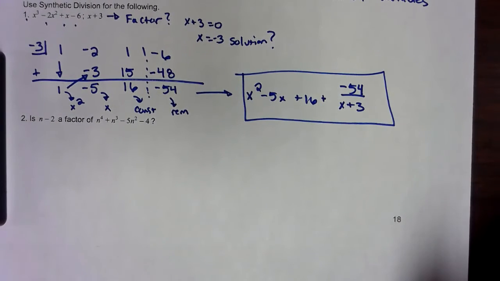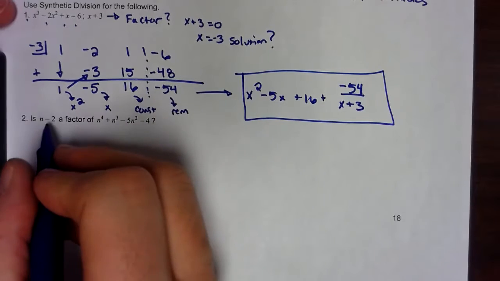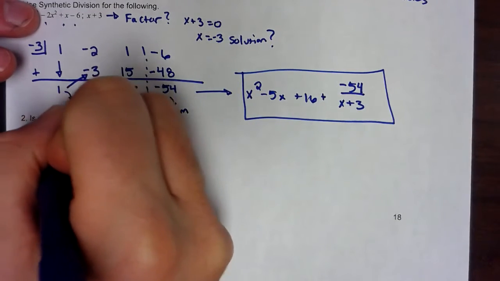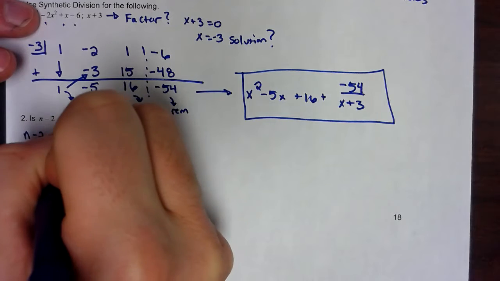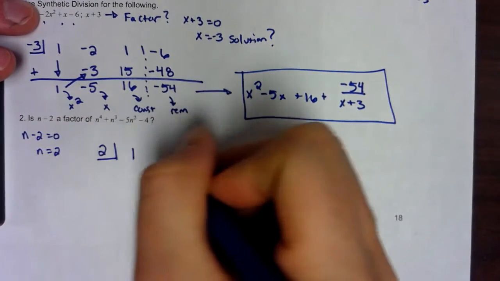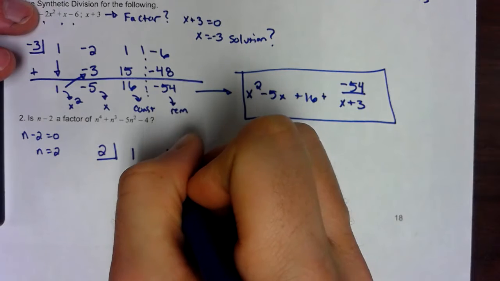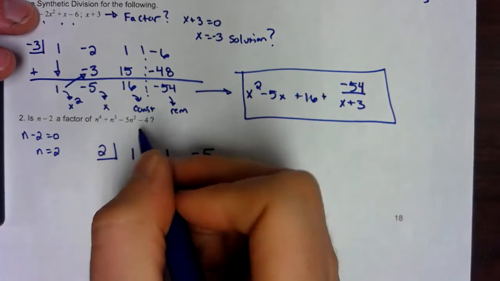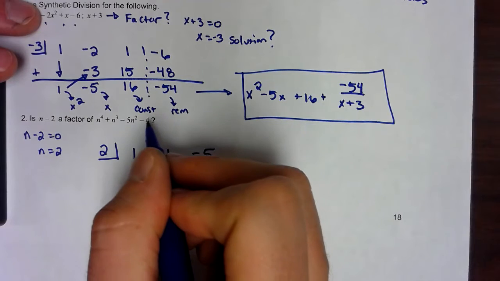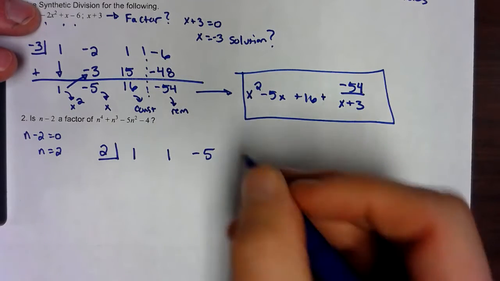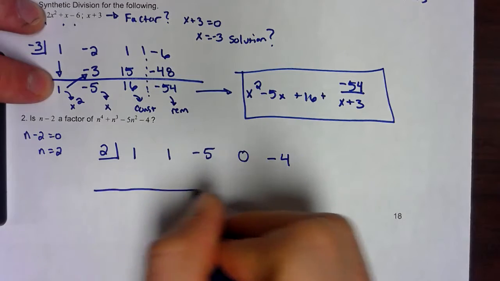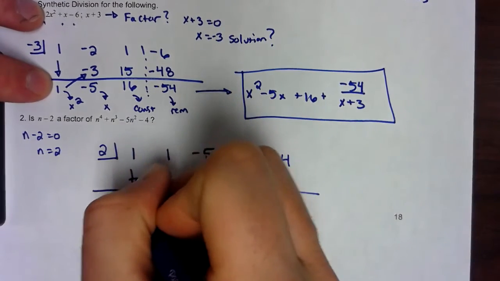All right, let's go ahead and do this next one, where we're going to figure out, is n minus 2 a factor? At the same time, we're going to also see, is 2 a solution? So in this case, 2 goes in our chair. Then our coefficients are 1, 1, -5. But notice there's no linear term here, right? It goes 4, 3, 2, but no linear, no just n. So I need that 0 to serve as a placeholder. Without that 0, you're going to get it wrong.